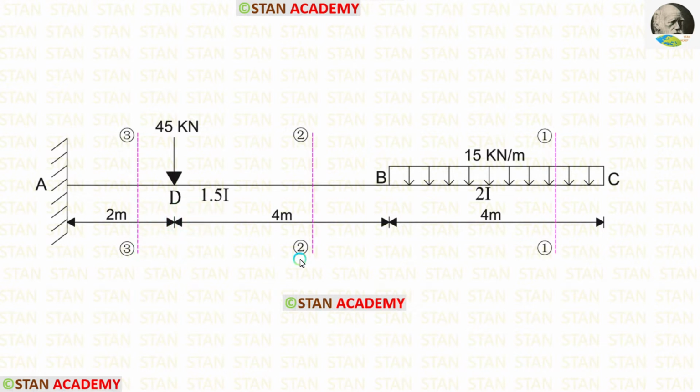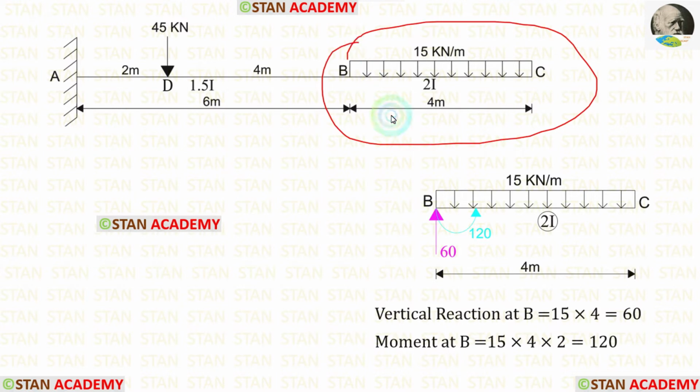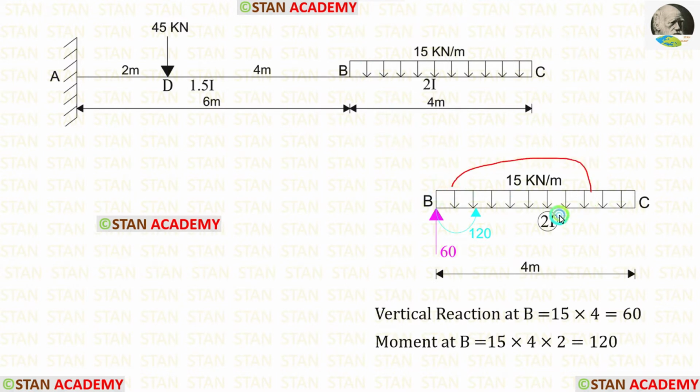Before finding the moments, let us make the free body diagram so that we can easily find the moments. For making the free body diagram, I am going to split the beam in the point B. First, let us take the right side portion of the point B. Due to this load, a reaction is created in the point B. To find the reaction, we have to find the total load.